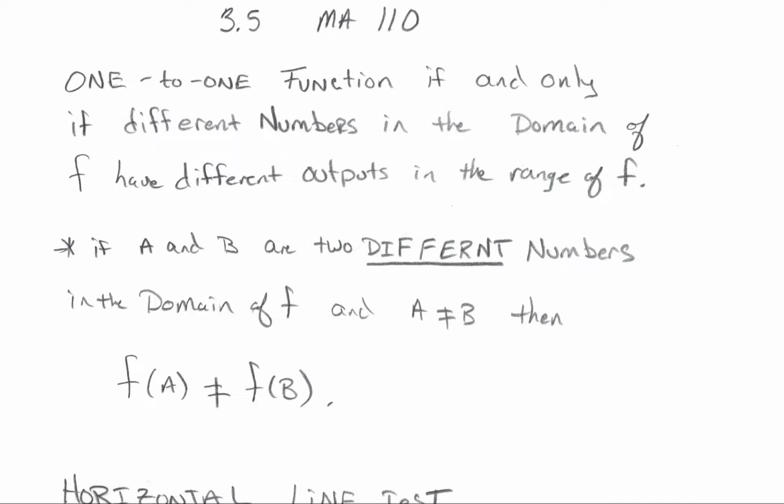This is MA 110, section 3.5, and in this section we're going to be talking about one-to-one functions. So what is a one-to-one function? A one-to-one function is a function if and only if different numbers in the domain of f have different outputs in the range of f.